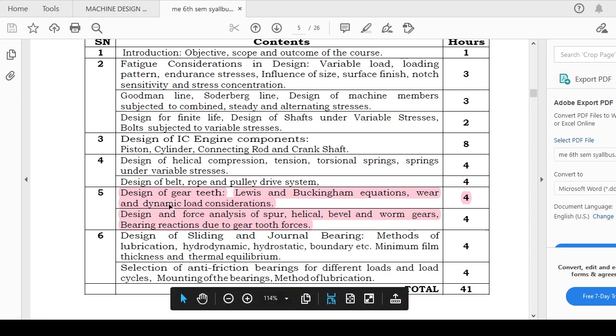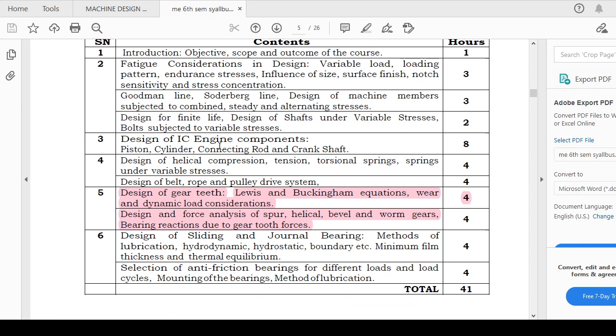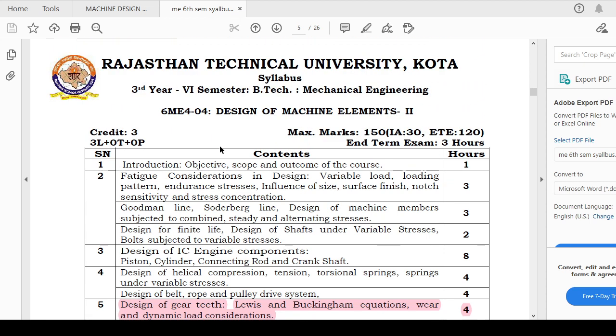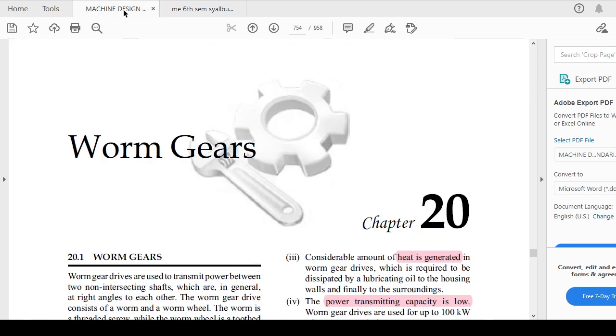After completion of this, I will try to cover bearing reactions due to the gear tooth forces, and the only topic remaining in your curriculum will be designing of IC engine, as per the playlist I have designed on the YouTube channel of Engineering College Banswara. Okay, so let's get started and jump into the worm gear basics.